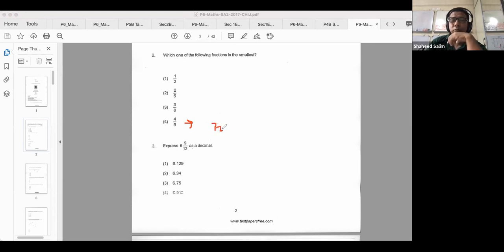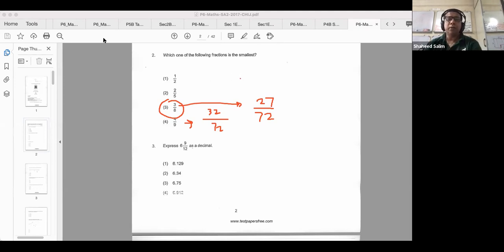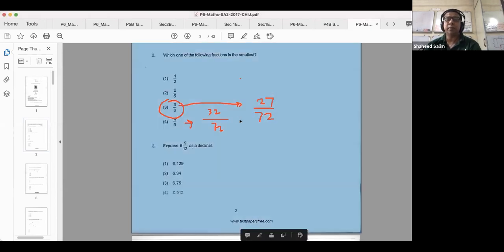72 times 8, 32. This one times 9, get 72. Times 9, get 27. Notice the difference. This is already smaller than 4. You times by 8 times by 8, you will get 72, right? So now you get a different answer now. Okay, number 3 is smaller. And actually the answer is number 3 lah. This is the answer. Okay.